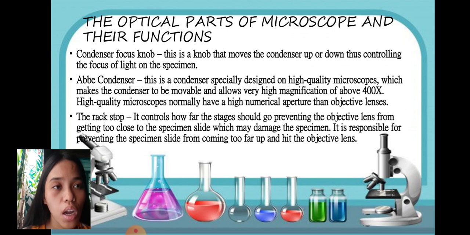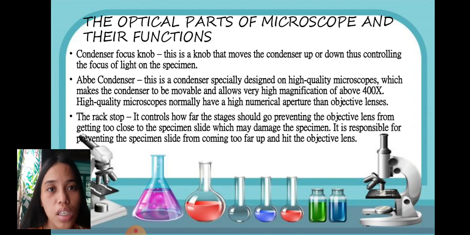It is a knob that moves the condenser up or down, thus controlling the focus of light on the specimen. Next, Abbe condenser. This is a condenser specially designed for high-quality microscopes, which makes the condenser movable and allows very high magnification of above 400 times. High-quality microscopes normally have a higher numerical aperture than objective lenses.